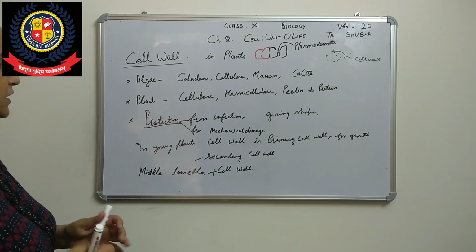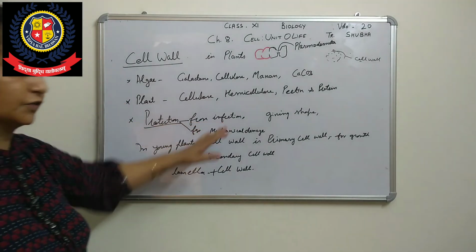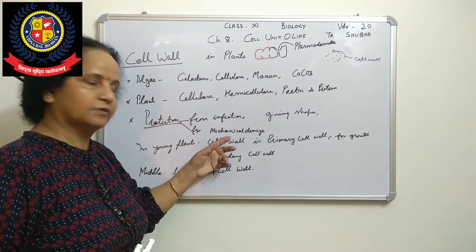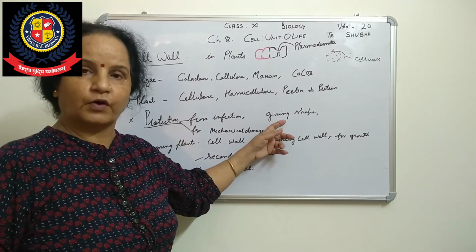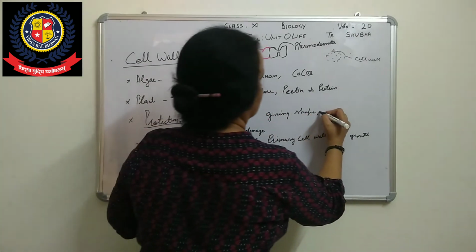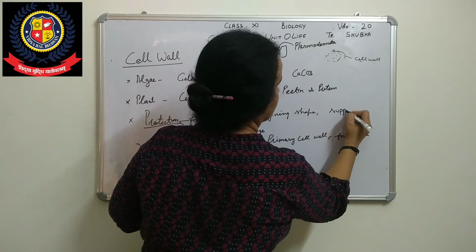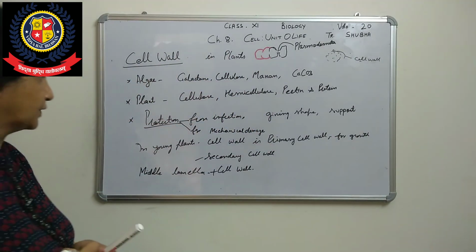Now what is the function of the cell wall? Protection, protection from infection and from mechanical damage. Second, it also provides shape and support. So these are the functions.